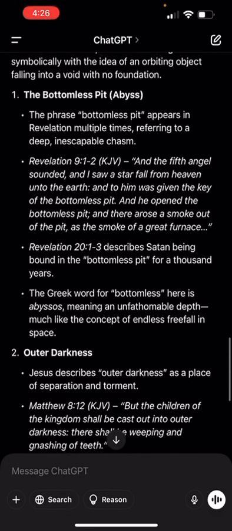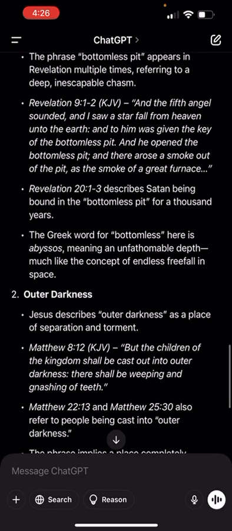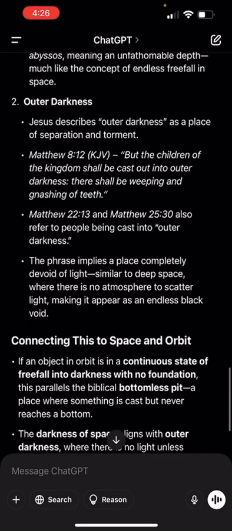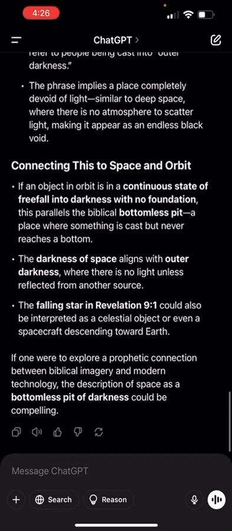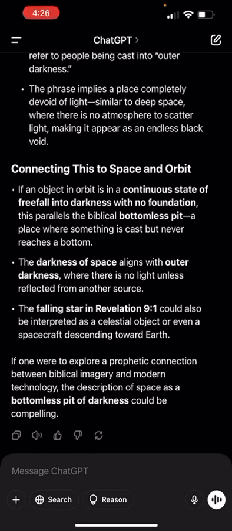So then it goes through some verses that talk about the bottomless pit appearing and outer darkness, where there be weeping and gnashing of teeth. It says, connecting this to space and orbit, if an object in orbit is in a continuous state of free fall into darkness with no foundation, this parallels the biblical bottomless pit, a place where something is cast but never reaches a bottom. The darkness of space aligns with outer darkness, where there is no light unless reflected from another source. The falling star in Revelation 9:1 could also be interpreted as a celestial object or even a spacecraft descending toward Earth. So anyway, there you go, Charles.